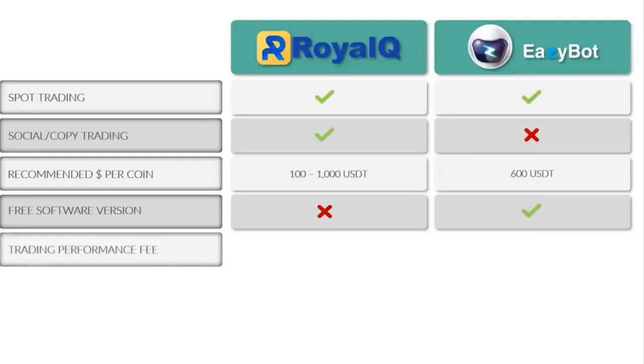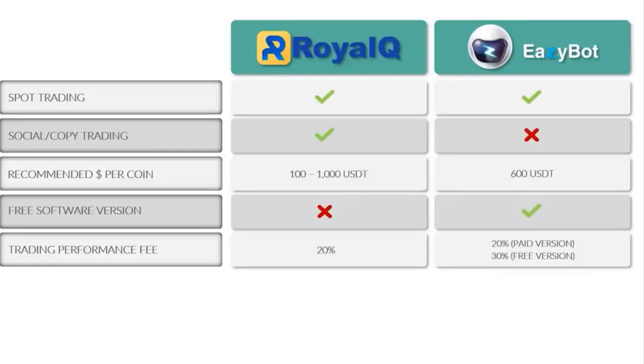The trading performance fee is 20% with Royalq. It's 20% with the paid version of Easybot as well, and it's 30% for the free version. So a person using the free software can use it forever and keep 70% of their profits. For some reason, some people have an issue with paying a performance fee.